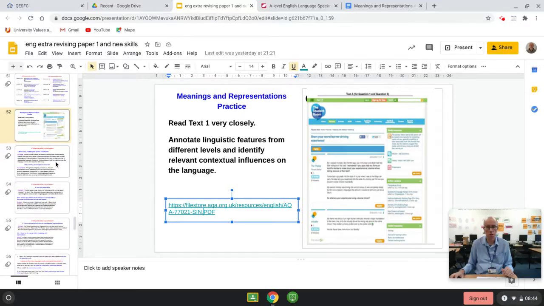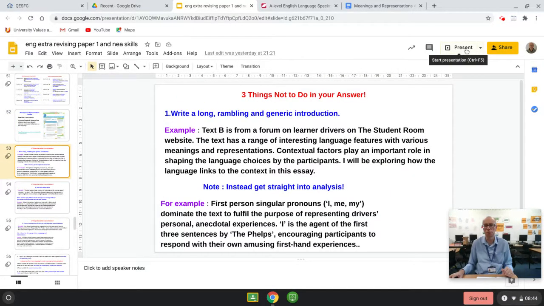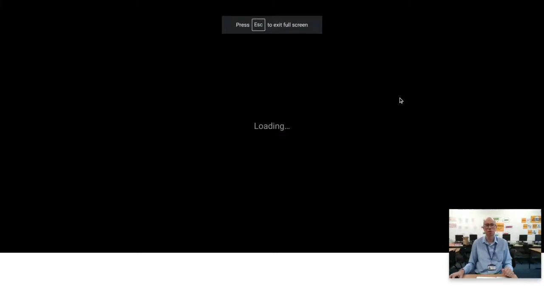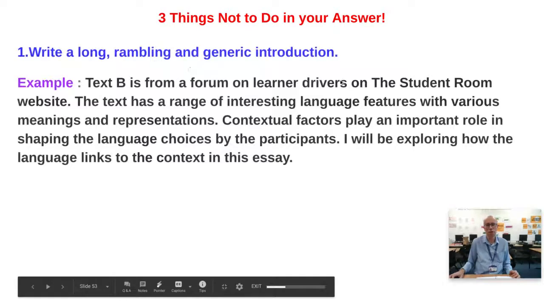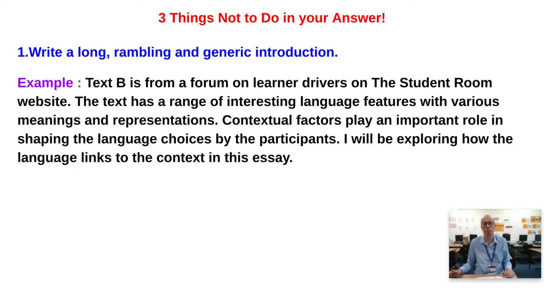Let's go into the pitfalls, the things to avoid when you're actually writing your answer. The first thing to avoid is writing a long, rambling and generic introduction. Lots of students do this because they think, I've got to do an intro paragraph which sets the scene, and they end up writing this: Text B is from a forum on learner drivers on the Student Room website. The text has a range of interesting language features with various meanings and representations. Contextual factors play an important role in shaping the language choices by the participants. I will be exploring how the language links to the context in this essay.